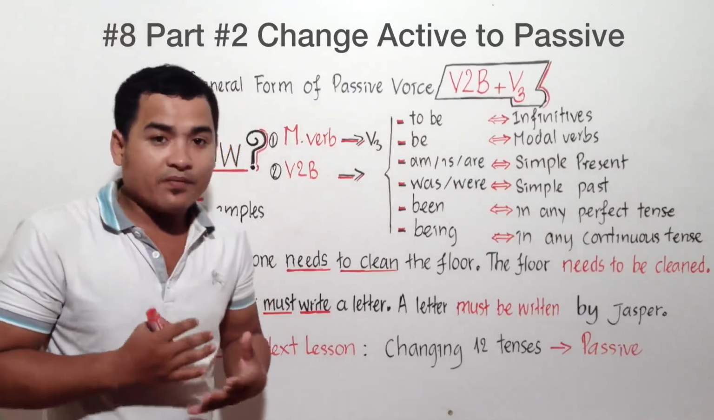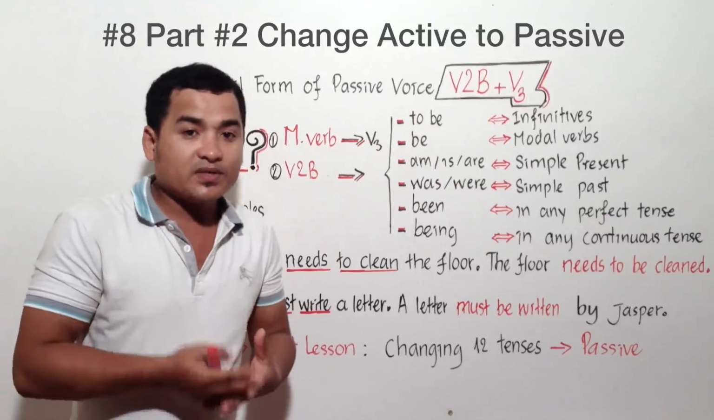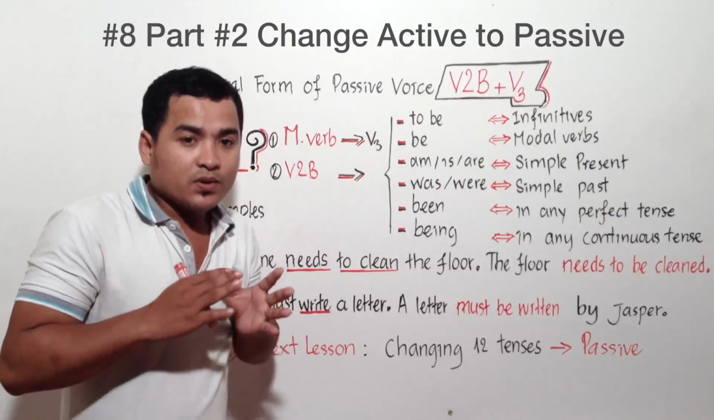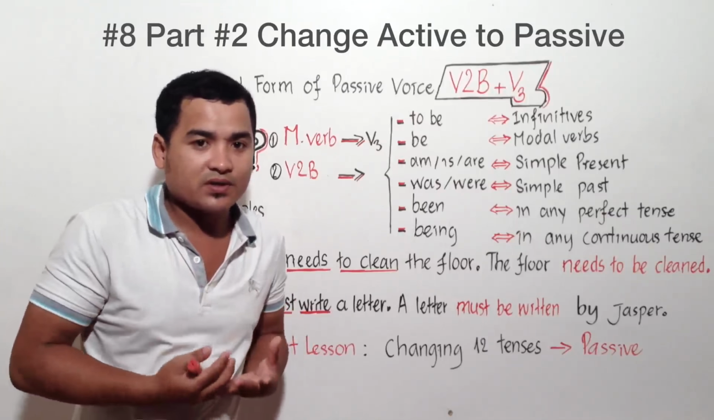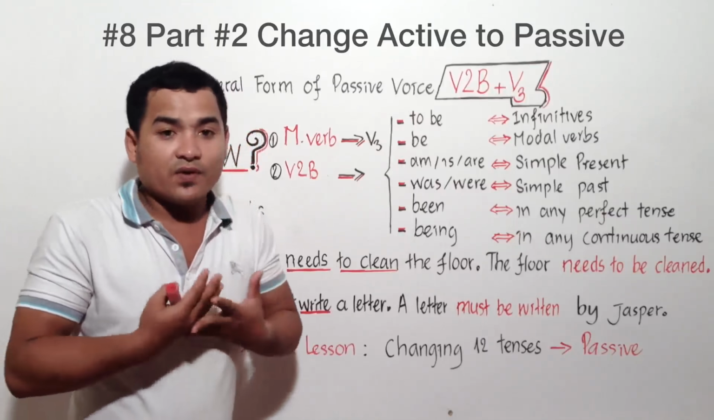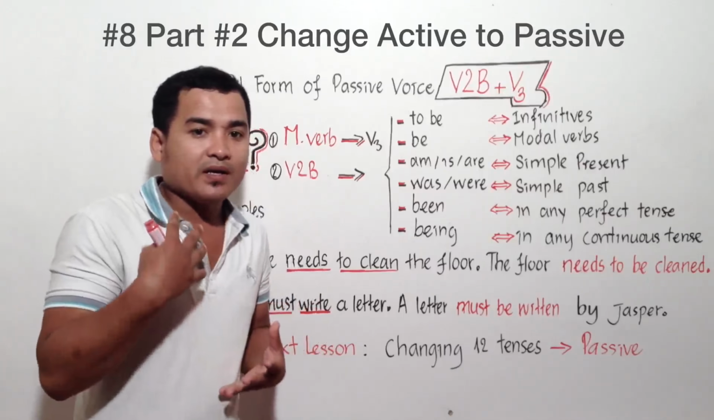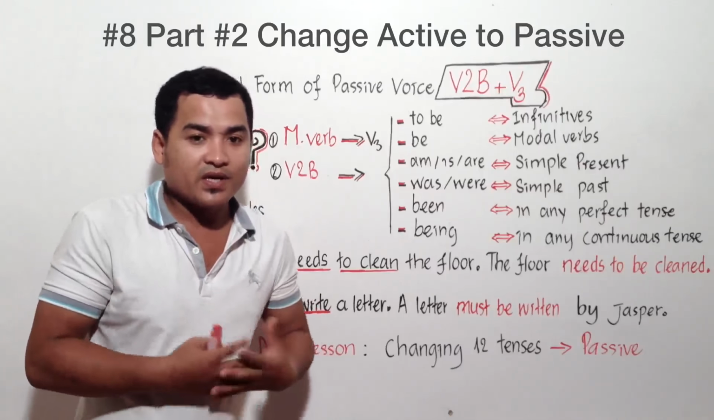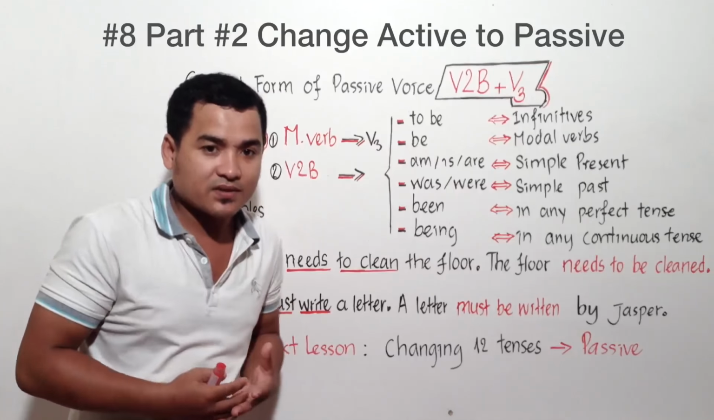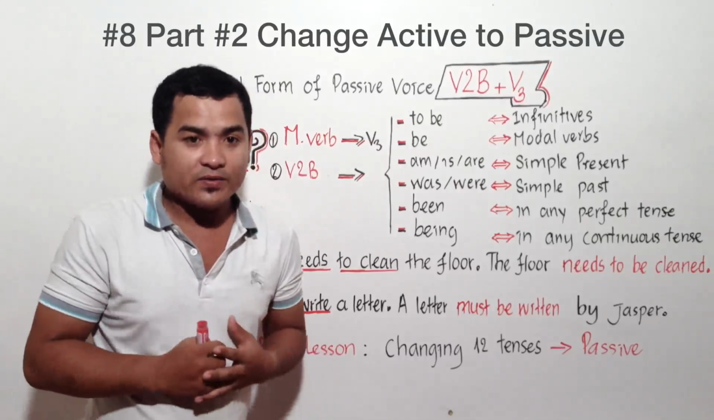Okay, so in the previous video, we talked already about the basic form, how to change active sentences into passive voice, alright? And you have to follow the two basic steps in the previous video by finding the subject, object and main verb, and then change the verb form into passive. But what is new in this video?